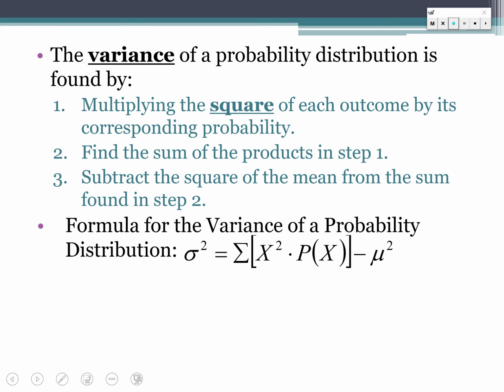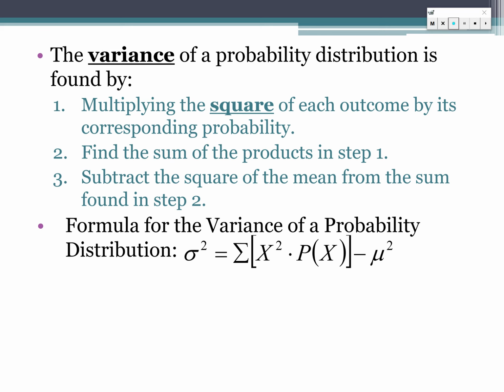So actually putting it into symbols for you. Remember that capital sigma, or actually let's start with the lowercase sigma. Lowercase sigma squared, that represents our variance. That's our population variance. Capital sigma, which is that kind of goofy looking E thing, means our sum. Means we need to add all of those products together.